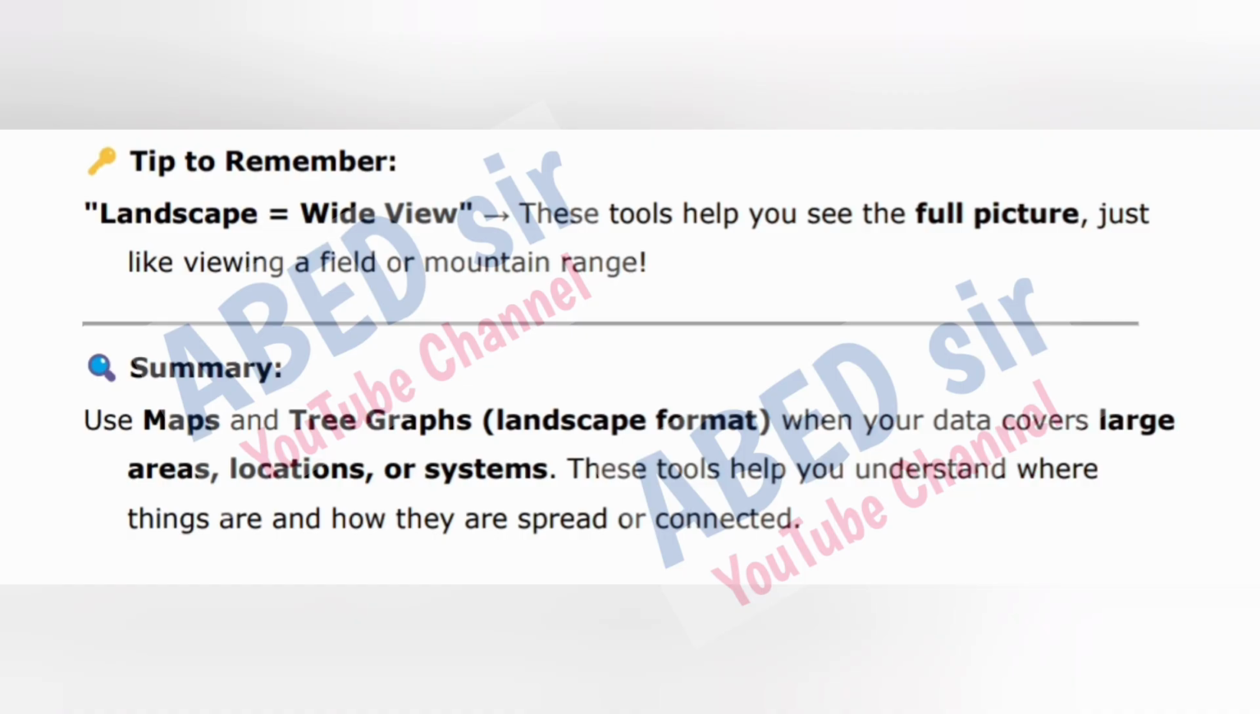Summary. Use maps and tree graphs, landscape format, when your data covers large areas, locations, or systems. These tools help you understand where things are and how they are spread or connected.